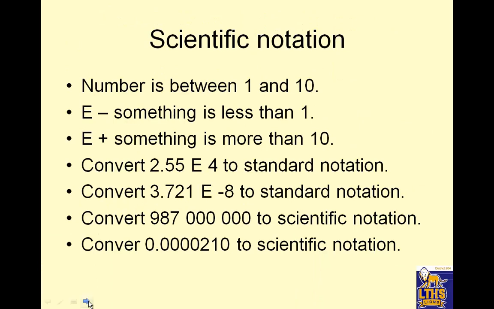Scientific notation. I think you've seen it before, but everyone forgets this stuff pretty quickly, so we'll go through it quickly. The number is between 1 and 10, and then it's got a times 10 to the x. And I use the engineering notation, which is E. E negative something is less than 1. E positive something is more than 10.